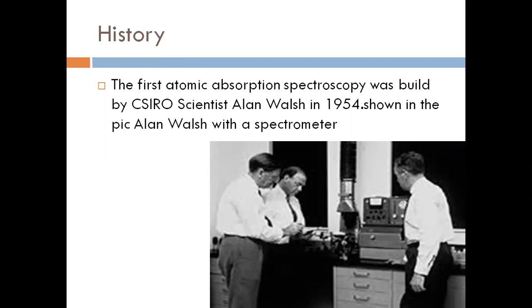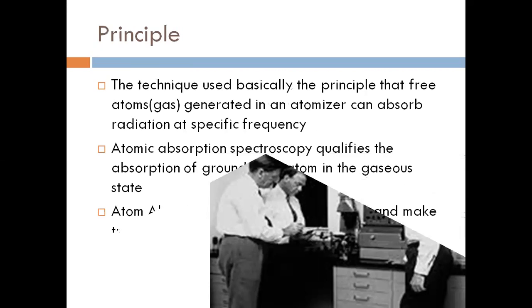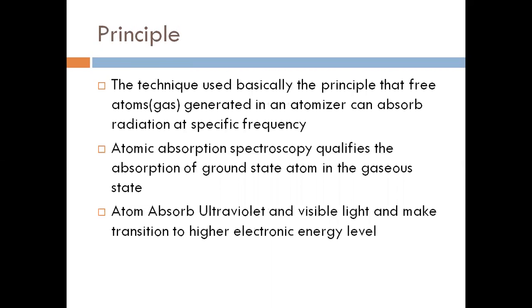The first atomic absorption spectrometer was built by CSIRO scientist Alan Walsh in 1954, shown in the picture, Alan Walsh with spectrometer. So next one is principle.